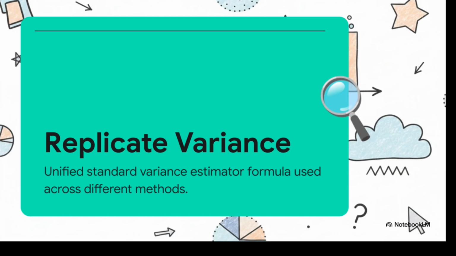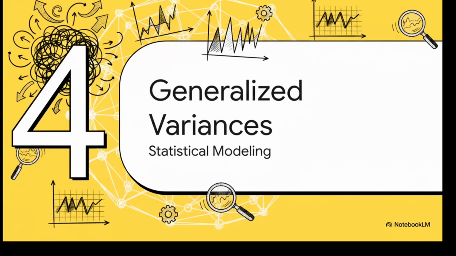For BRR, it's 1 over R. For Jackknife, it involves n-1. But for our Bootstrap method, that coefficient is strictly 1 over R minus 1. So the survey agency does all the heavy design math behind the scenes, and the analyst just runs this one unified formula. All right, let's pivot.